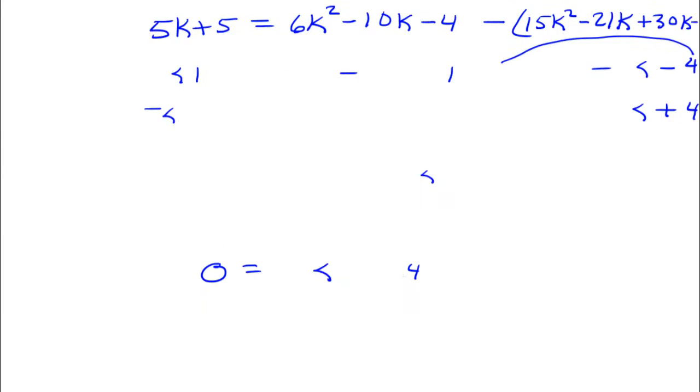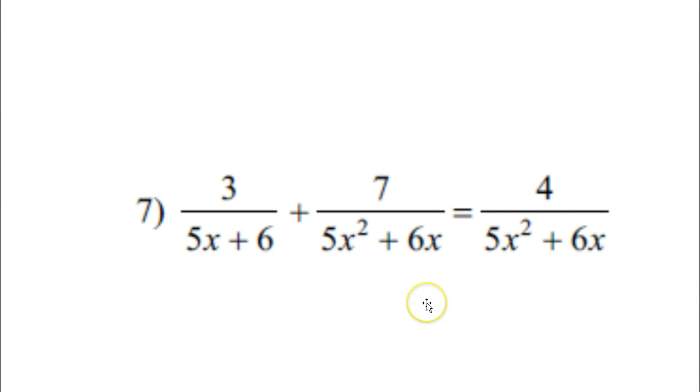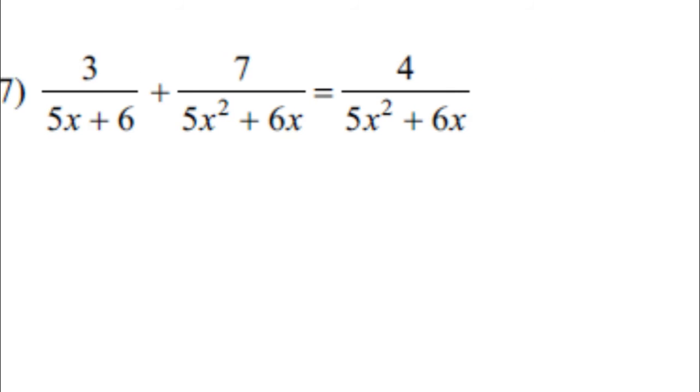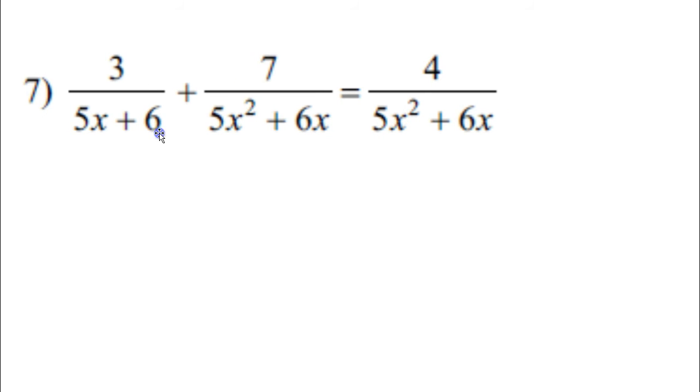Alright, let's find problem number 7. And there it is. Let's see, a little bit of factoring to do. So let's make it happen. I have 3 over 5x plus 6. Nothing to factor there. Here's where that small amount of factoring comes in.